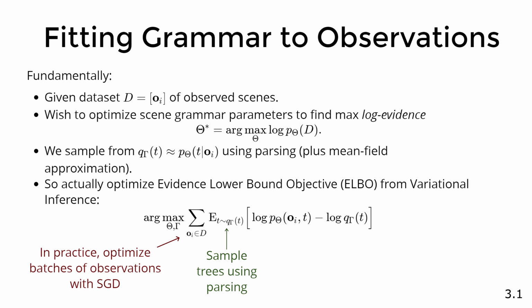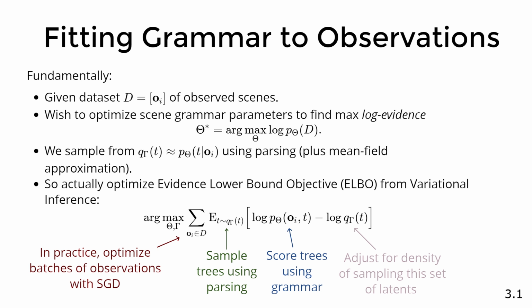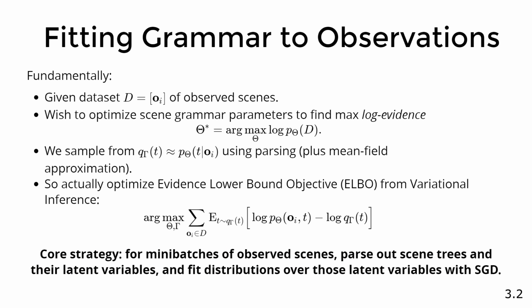How this equation is practically optimized is that, starting from the outside, we take a batch of the observations. For each observation, we sample some parsed trees. And for each sampled parse tree, we calculate its contribution to the expectation by scoring the complete scene tree using the grammar, and then we adjust for the density assigned to the particular parse tree by the parsing procedure. This was a whirlwind overview of our variational inference approach, so please refer to our paper and its references for a more thorough treatment and deeper dive.